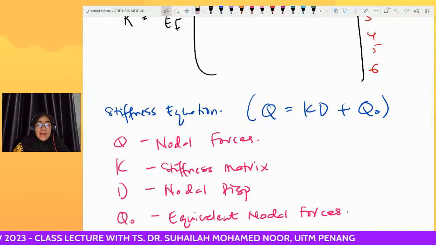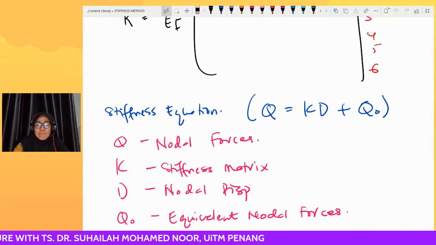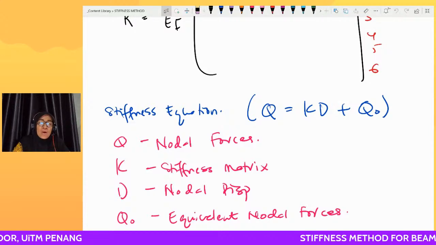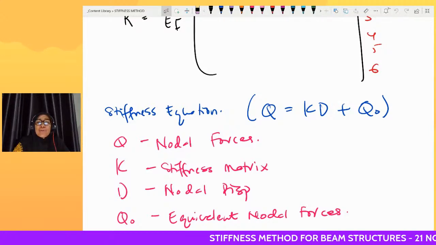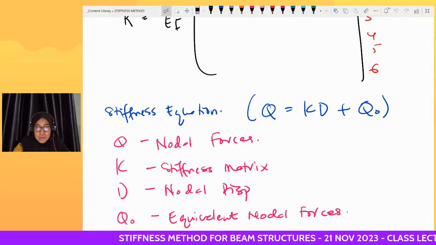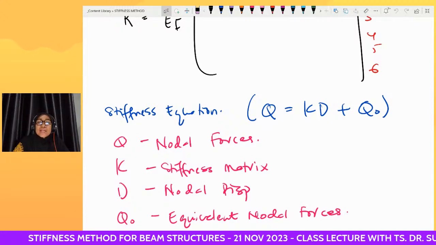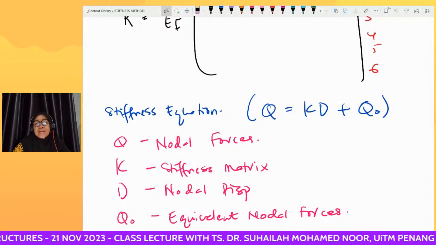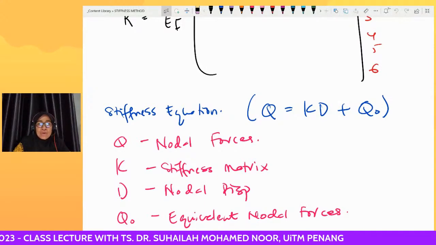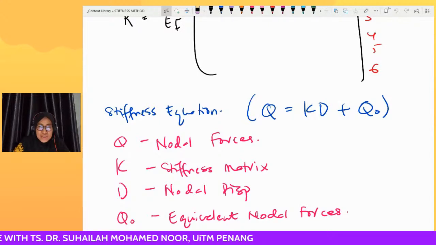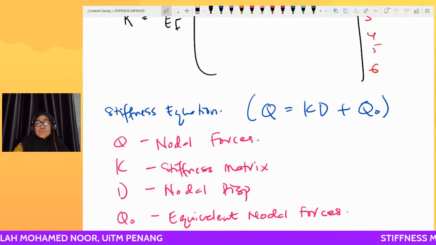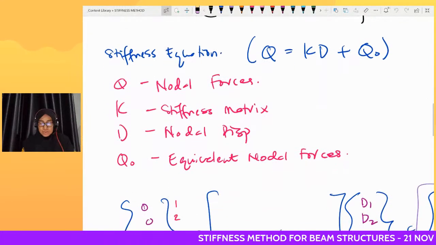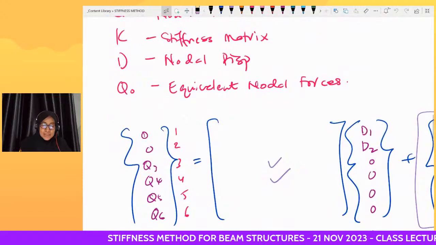So whenever the element is subjected to UDL or a point load at the center or anywhere on the member, but not at nodes, we have to consider it as equivalent nodal forces. We label it as Q naught. So in this session we will focus on how to determine the value for Q naught.